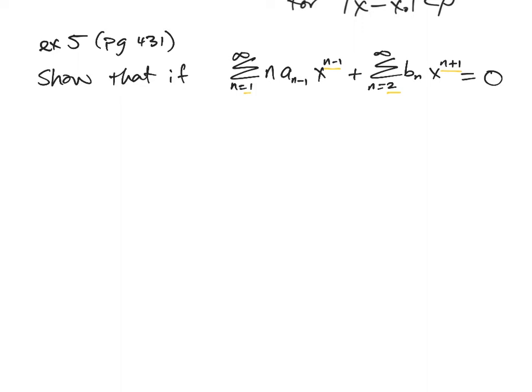So anyway, we're going to show that if this identity holds, then the first couple terms are going to have to be 0. And we get a n equals negative b n minus 1 over n plus 1 for all the rest of them.